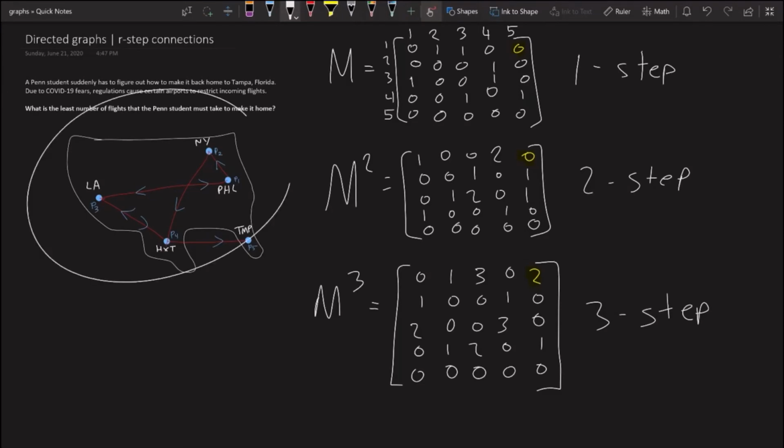We can verify this graphically, and we can see that there is a path from Philly to New York to Houston to Tampa. And there's a path from Philly to Los Angeles to Houston to Tampa. So our fellow Penn student has two ways to make it home in 3 flights.